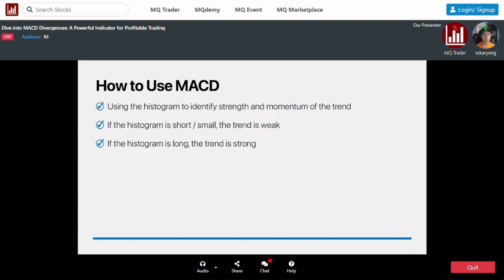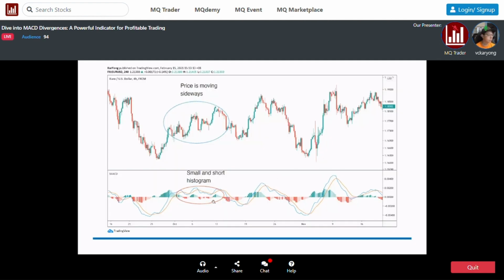So over here, the histogram that we're using is to identify the strength, the momentum. Okay, if the histogram is huge, the trend is strong. If the histogram is short, it's small, the trend is weak. Okay, so over here you can see, as this is going up, slightly going up, right? The histogram is basically hovering red, blue, red, green, red, green, red, green, red, green, right? So it's small. You don't have a very clear sense of momentum. So this is again telling you, may not be a very nice trend environment. You may want to consider staying out of it.